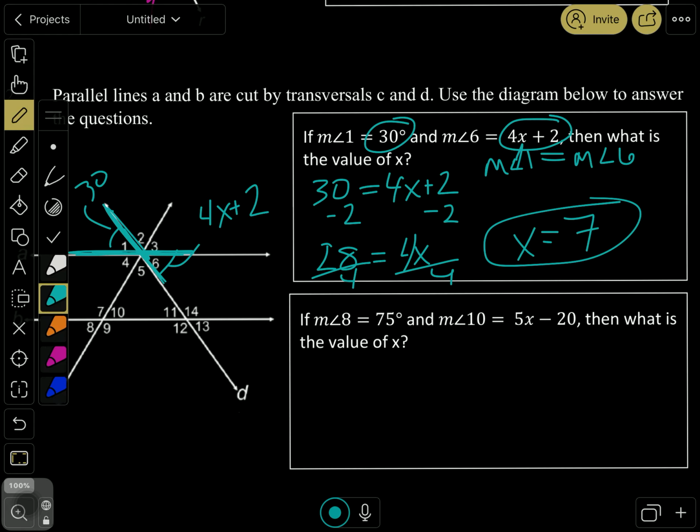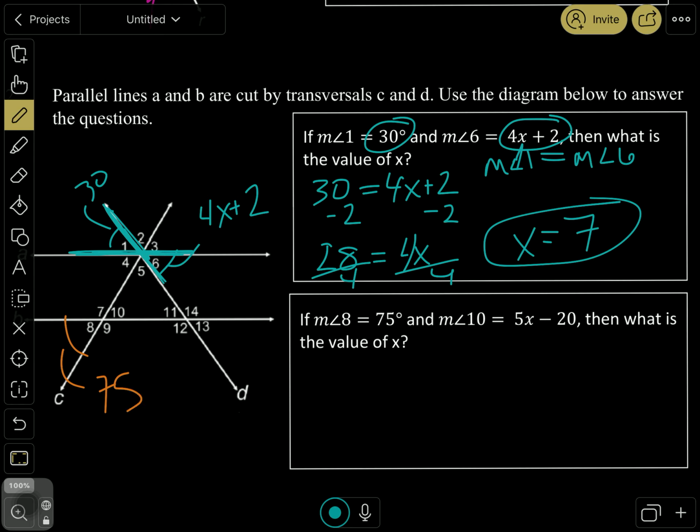All right, we should have paused the video. Let's go ahead and finish this out. So they tell us measure of angle 8 is 75. Measure of angle 10 is 5x minus 20. What is the value of x? Okay, easy peasy, right? I see that these two angles are vertical. They are across from each other. So I know that angle 8 has to be equal to angle 10.